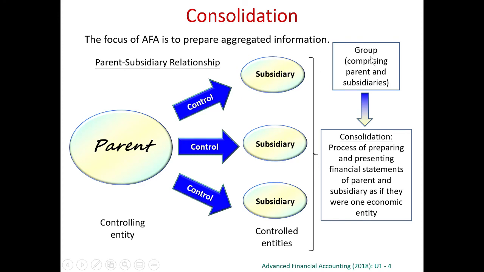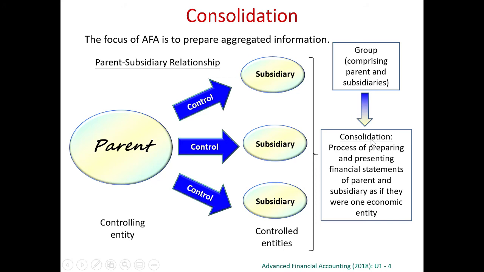So what's a group? A group consists of a parent and subsidiaries. Only the parent and subsidiaries are included in a group. Therefore, a joint venture is not within a group. An associate is not within a group. For a group, we have to prepare consolidated financial statements. Basically, the consolidated financial statement is prepared for the parent and subsidiary.